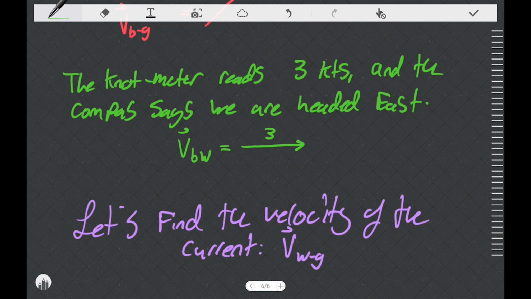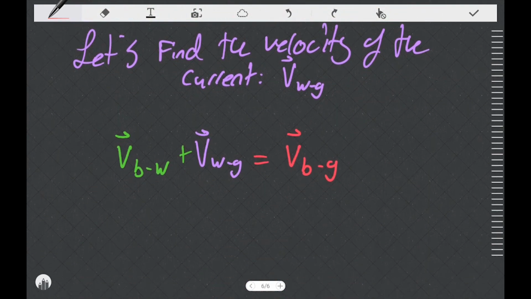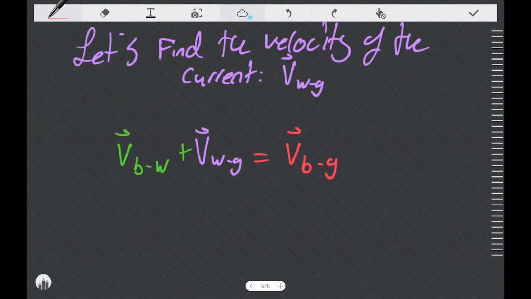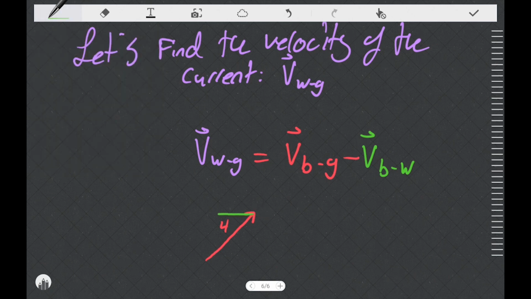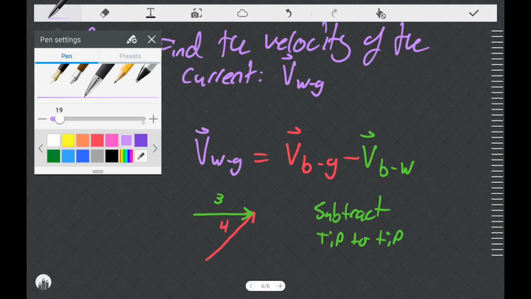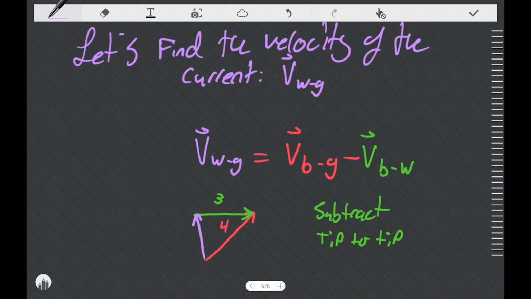Let's find the velocity of the current, VWG. So remember that VWG plus VBW is equal to VBG. We can rearrange that and say that VWG is equal to VBG minus VBW. So if we bring our vector arrows down and we draw ourselves a little diagram, we can actually draw an arrow to represent the velocity of the current. And I've been using the squares on my page here for scale. So if we take a look at this, we can see that our current velocity is going to be approximately 2.6 knots.